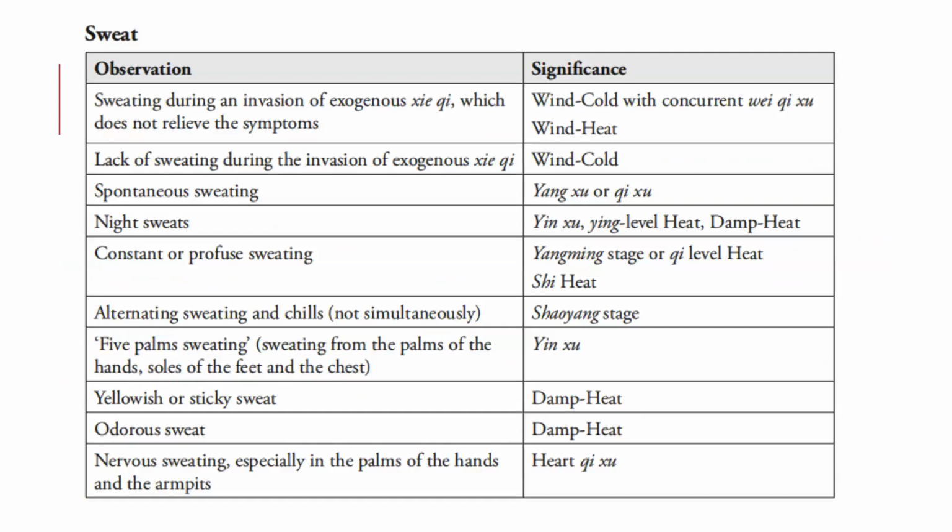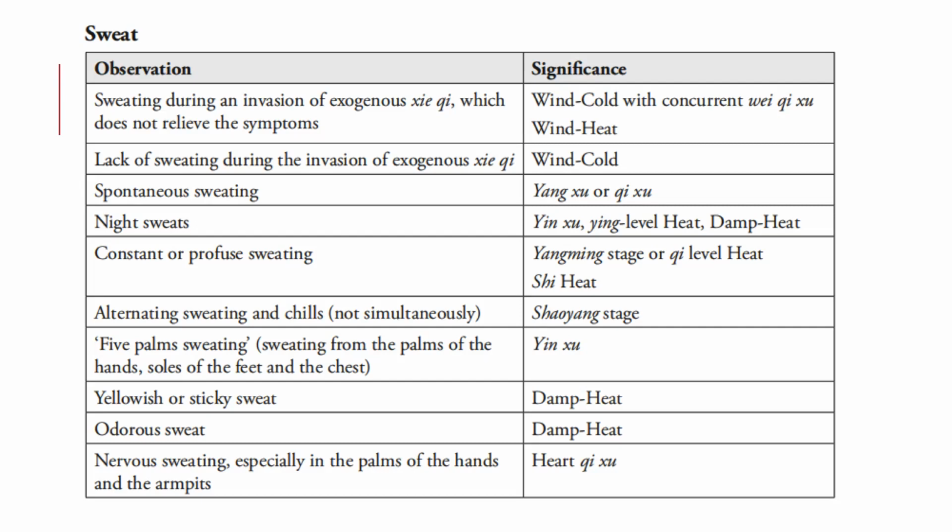So we have here a tabulation of the causes of sweat. Sweating during an invasion of exogenous qi, which does not relieve the symptoms, indicates wind heat or wind cold with concurrent Wei Qi deficiency. Lack of sweating during the invasion of exogenous qi signifies wind cold. Spontaneous sweating indicates yang deficiency or qi deficiency. Night sweats mean yin deficiency, yin level heat, or damp heat.